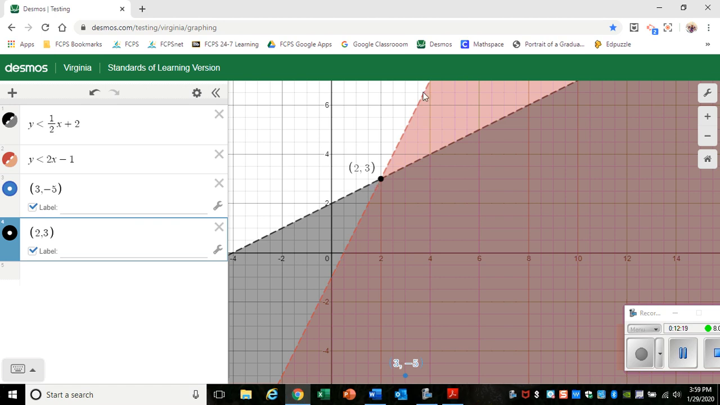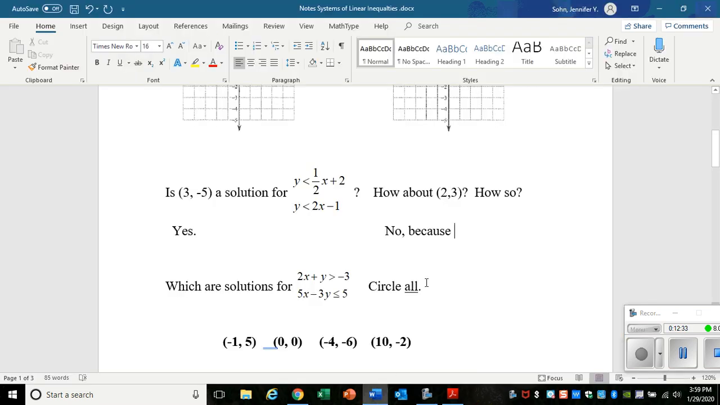So if these were solid, then it will be solution, the intersection. But because these are dotted, that means not equal, not included. So when you have dotted lines, okay, then it's not solution. So because dotted, please write this with your pencil, copy. Dotted lines mean not equal to.